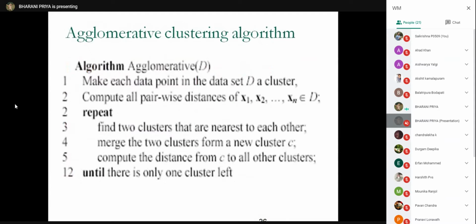So this is the algorithm. Make each data point as a cluster and compute all pairwise distances and merge the clusters which are nearest to each other, and repeat this process until only one cluster is left.